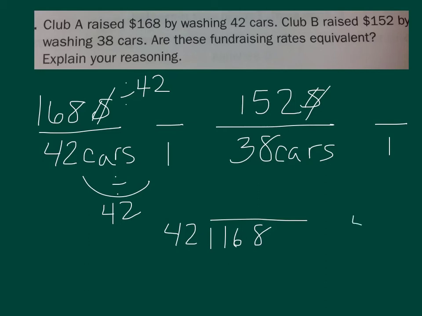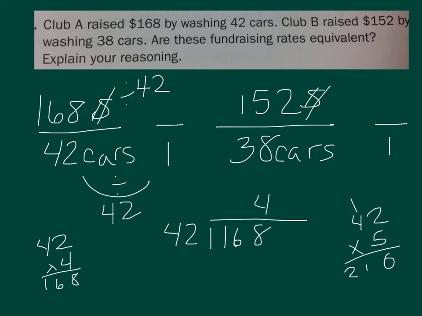So I'm going to start over here and do some multiplying. 42 times 5. Oh, that's too much. Well, let's do 42 times 4. And 168. That's exactly it. So $4 for every 1 car they washed. They got $4 for every 1 car that they washed. Okay, so now, give me a minute. I'm going to erase my work here.